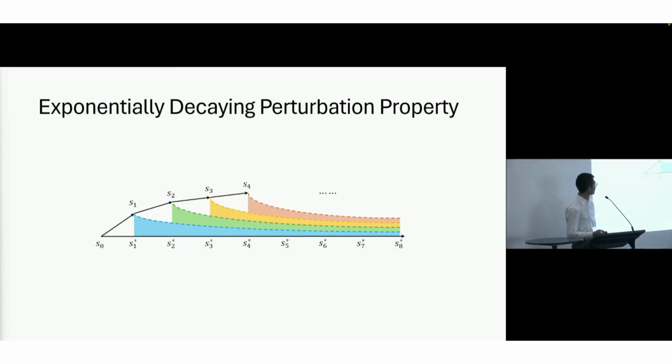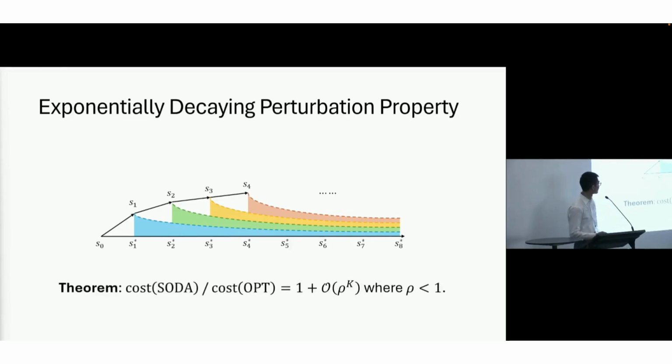What this property shows is that SODA will be highly robust in practice, and to be more mathematically precise, we have a theorem that states that the total cost incurred by SODA compared to that of the offline optimal is only 1 plus big O of rho to the k, where rho is a factor smaller than 1, and k is your look-ahead window length. Notice that a ratio of 1 essentially means your controller is optimal. In our case, since there's only an additive exponentially decaying factor, what it means is that as the look-ahead window increases, SODA's performance will converge to the offline optimal exponentially fast.